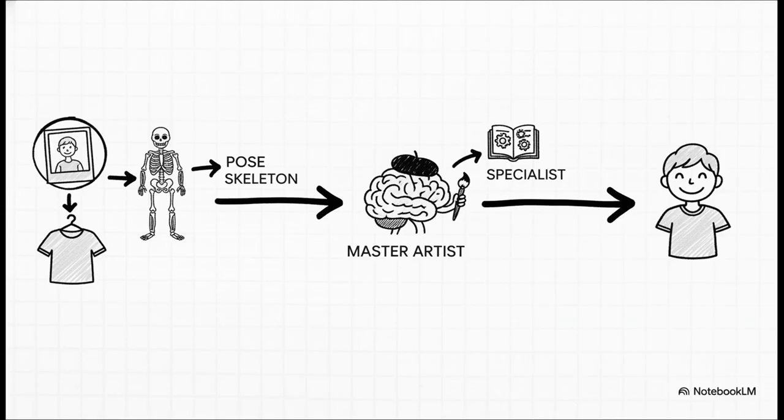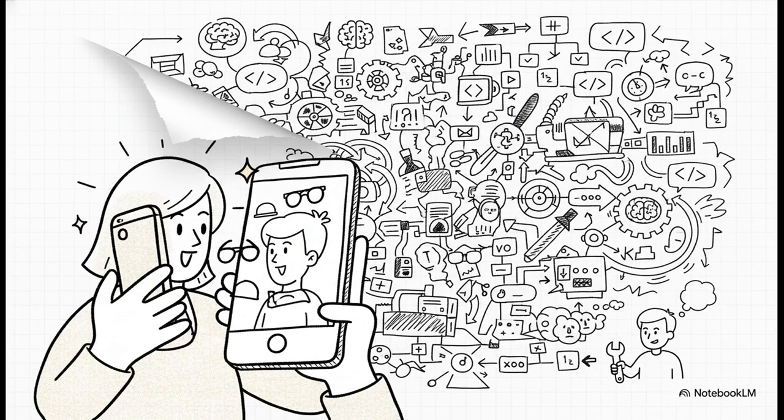Step 1, analyze the person's pose. Step 2, get the picture of the clothes. Step 3, the main Qwen model generates the new combined image. Step 4, the LoRA comes in and refines all those little clothing details. And then step 5, you get the final virtual try-on image. Boom. Done. So why does any of this matter?